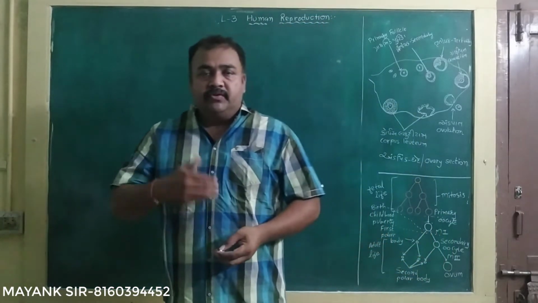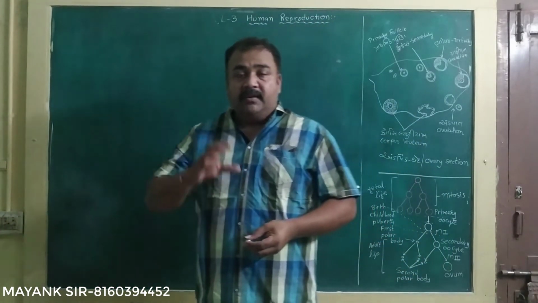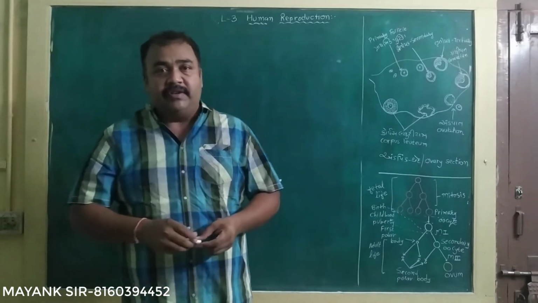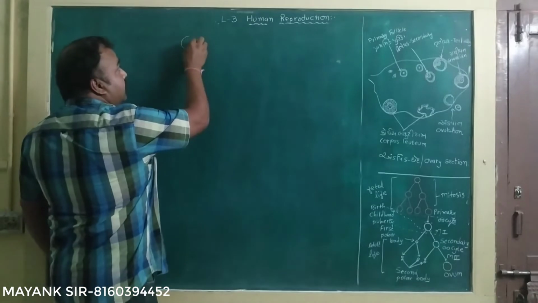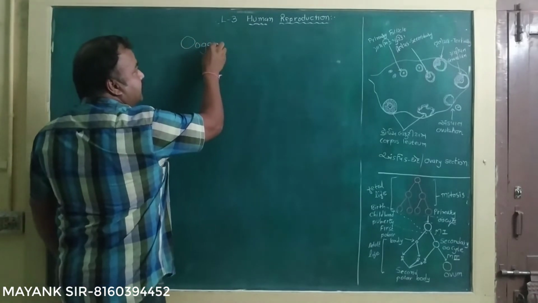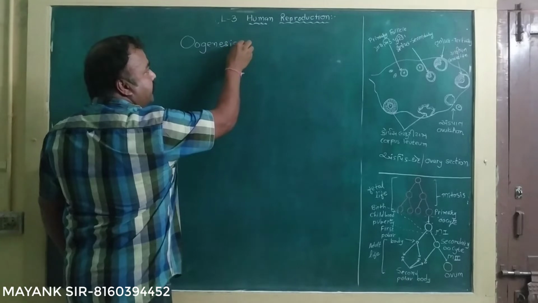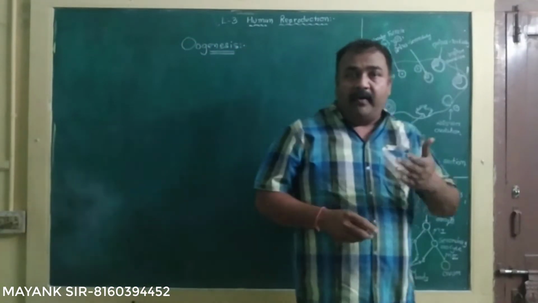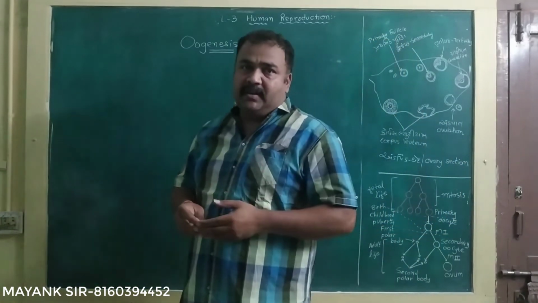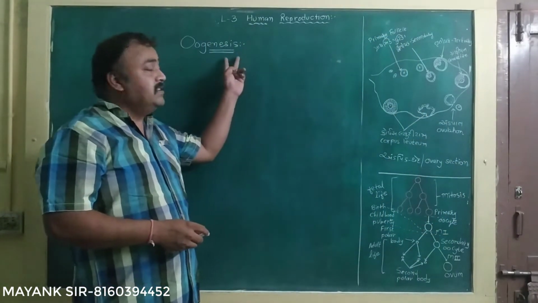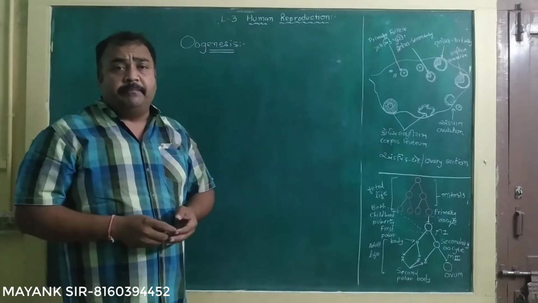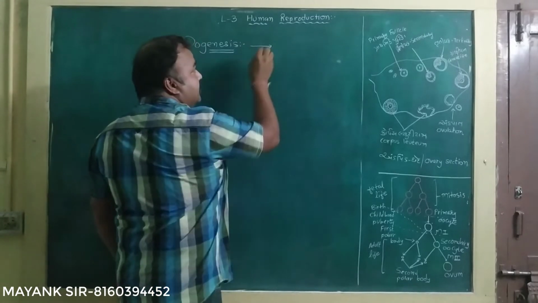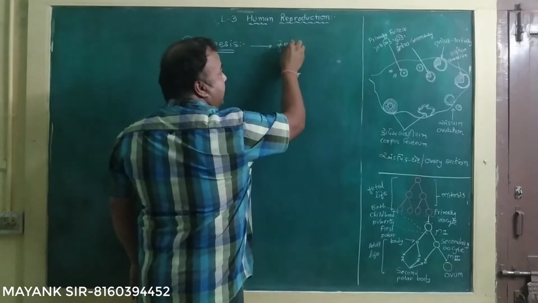Friends, today we are going to discuss the formation of female gametes, and that is known as oogenesis. Oogenesis is the process in which the female gametes or ova, mature ova, are produced in the ovary. Oogenesis is quite different from the process of spermatogenesis because oogenesis starts at the fetal stage.